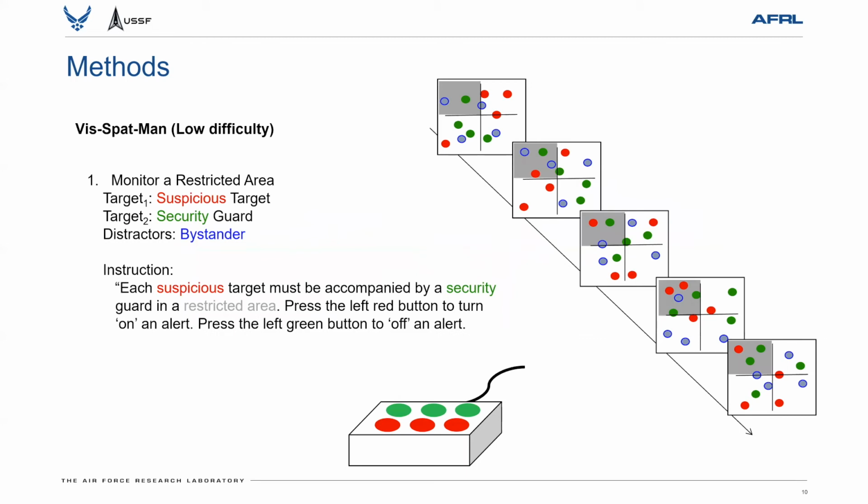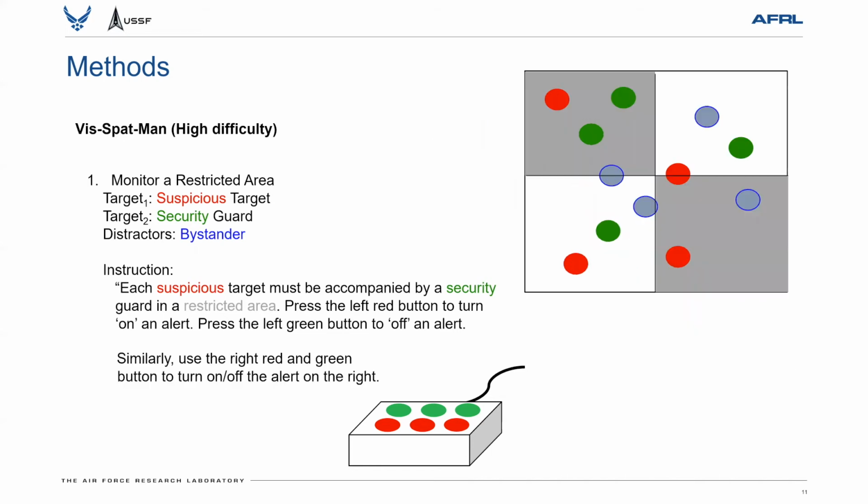To describe the tasks a little bit, we have a visual task that is tracking, and the participant is monitoring these restricted areas, which are the quadrants that are gray here, and each suspicious target has to be accompanied by a security guard. So each red has to be accompanied by a green, and they have to press buttons to turn on and off alarms accordingly. In a more difficult condition, they're monitoring 2 quadrants instead of 1, and they have 4 buttons, so 2 on and 2 off of the alerts instead of just the left side or the right side. They're doing both.